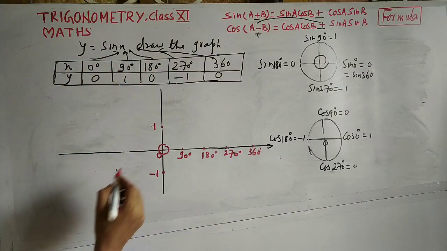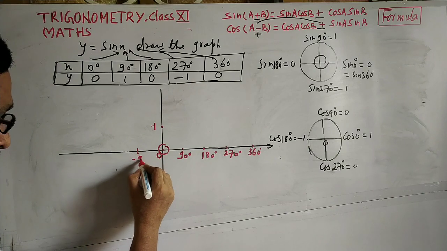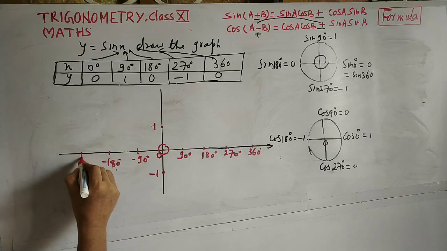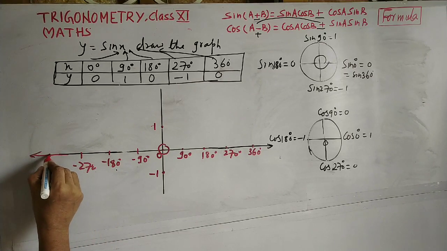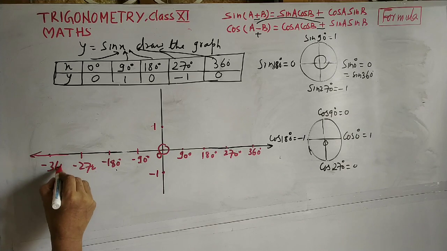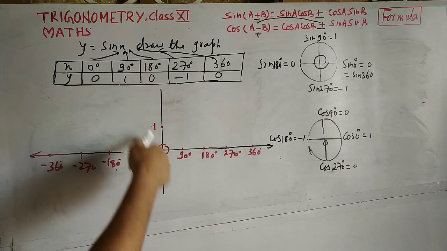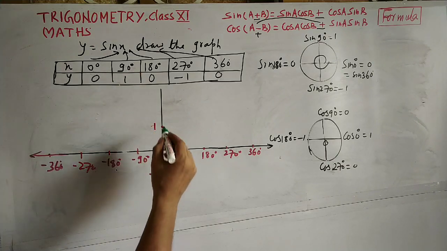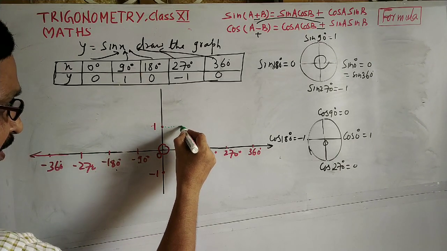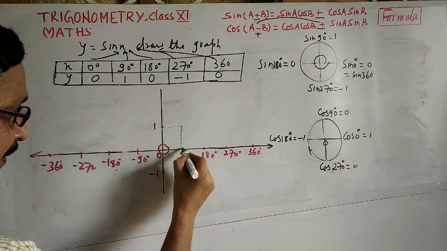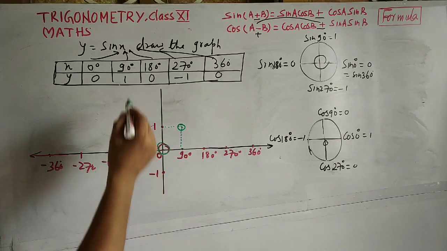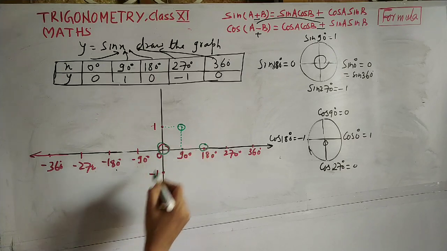On the left side you can also take minus 90. Negative angles are also there: minus 180, minus 270, and minus 360. Now plot these points. First is 0, 0, plotted. Now 90 degree and 1. This point is called 90 degree and 1. Then 180, 0. This is called 180, 0.